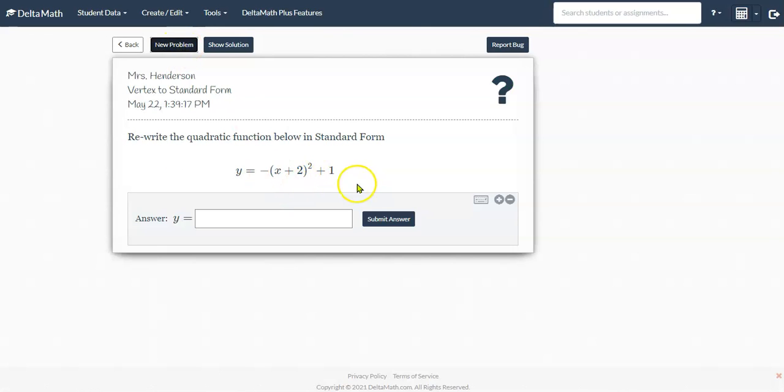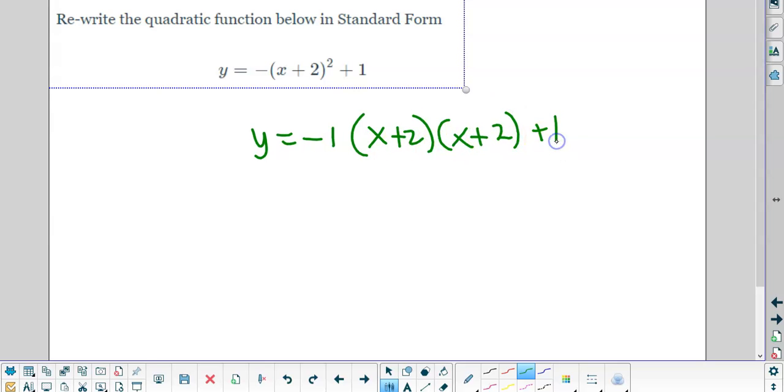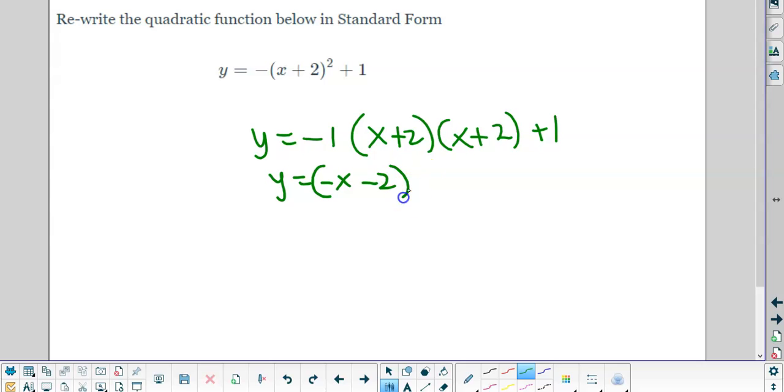The same thing will be asked here. In the front would be a negative 1, right? And you would get rid of your power of 2 first before you started distributing. So for this one, it would be y equals negative 1 times x plus 2 times another x plus 2 and then plus 1. So y equals negative x minus 2. Everybody else stays the same.